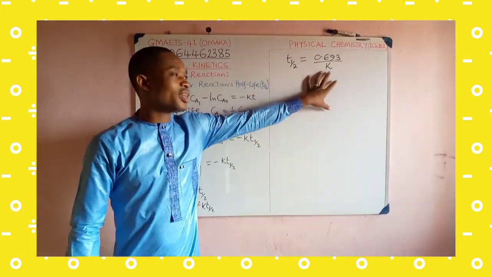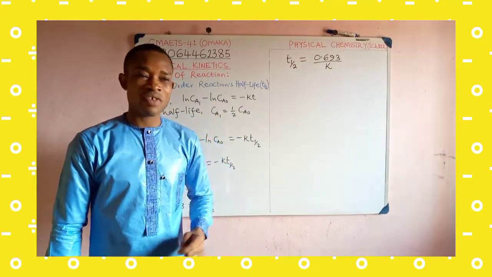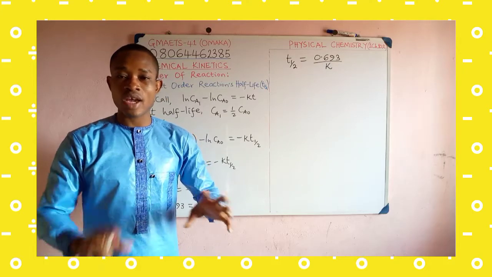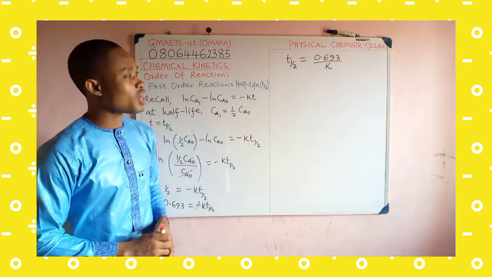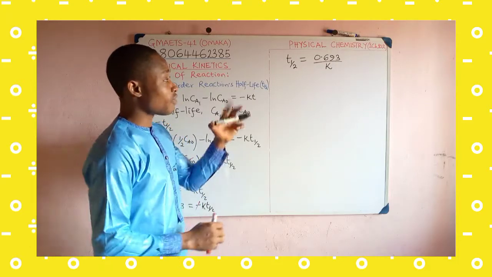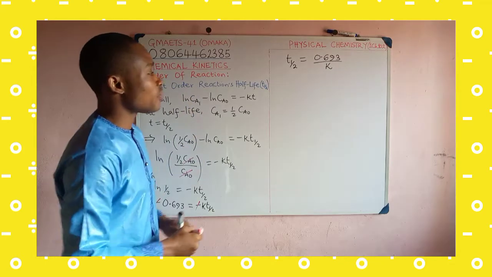Now, this equation is a very common equation in the study of chemistry, in the study of physics, whenever you are dealing with a decay process or any equation that is modeled in line with first order rate of reaction. Is that okay? So take note of that. This is how to calculate the half-life for a given first order rate of reaction.